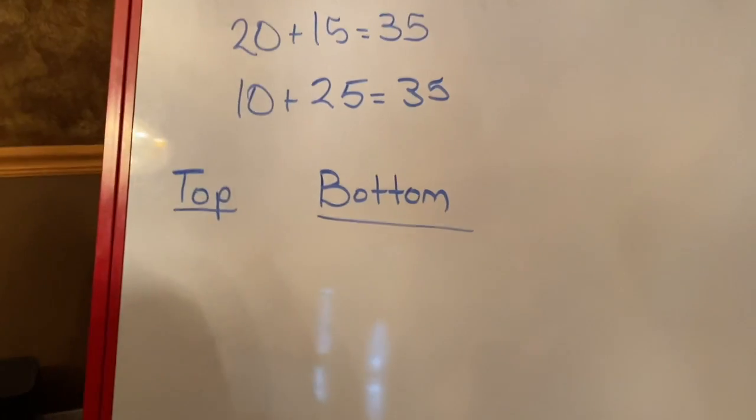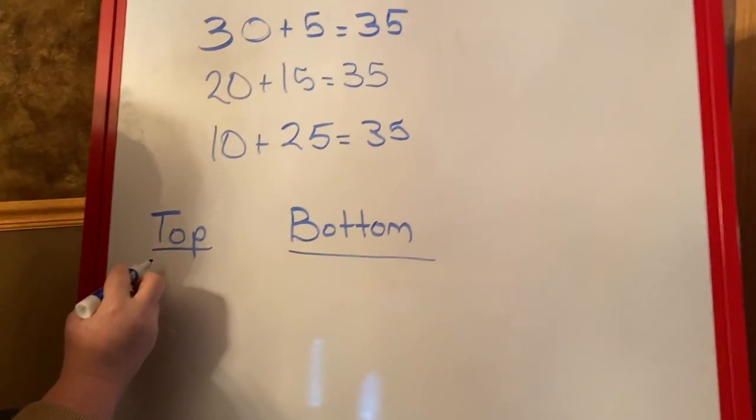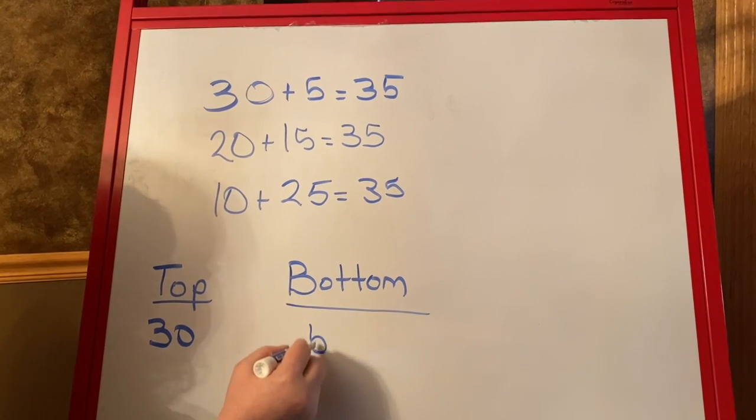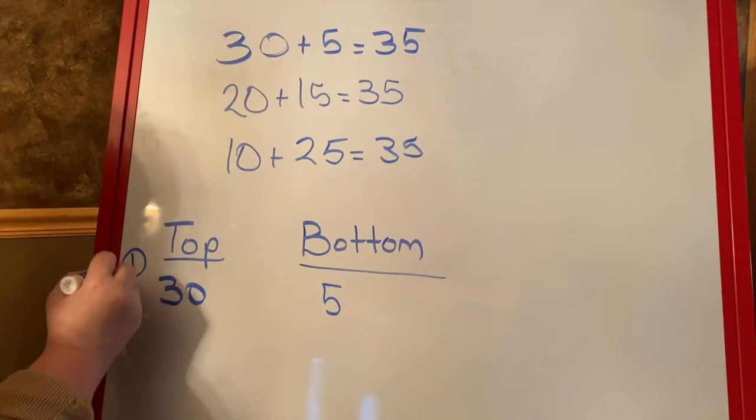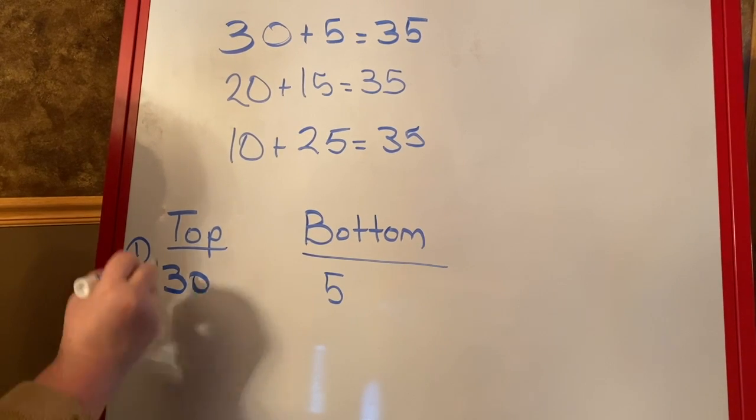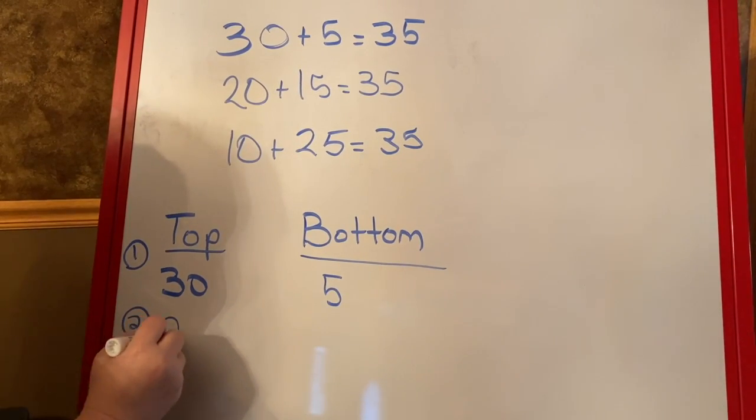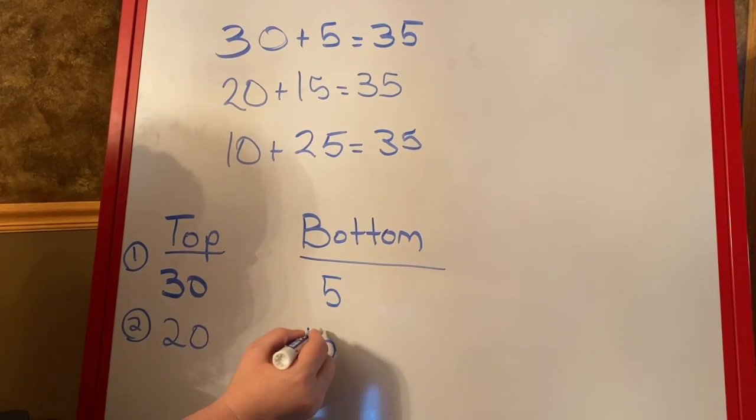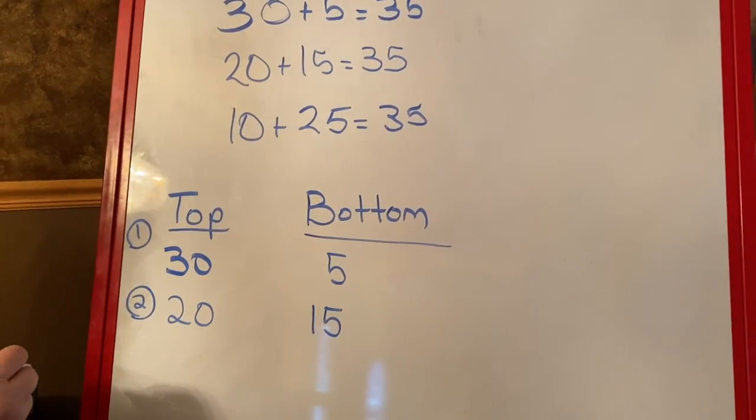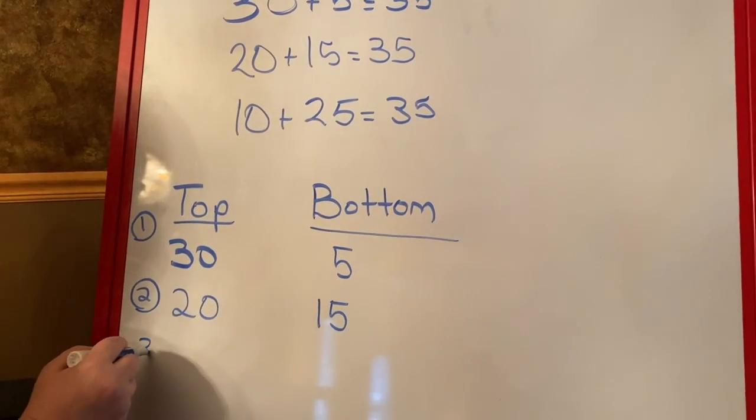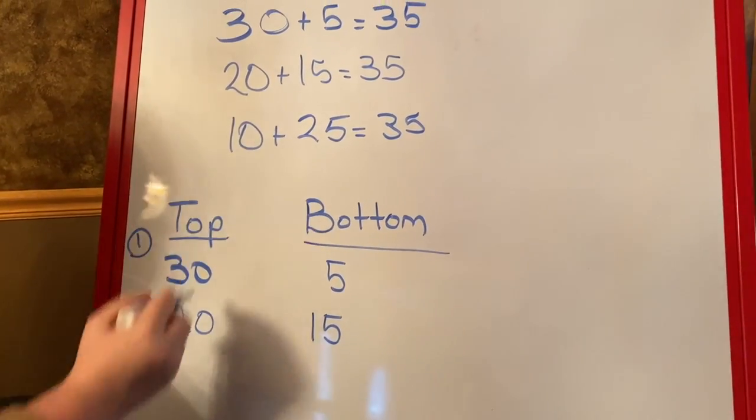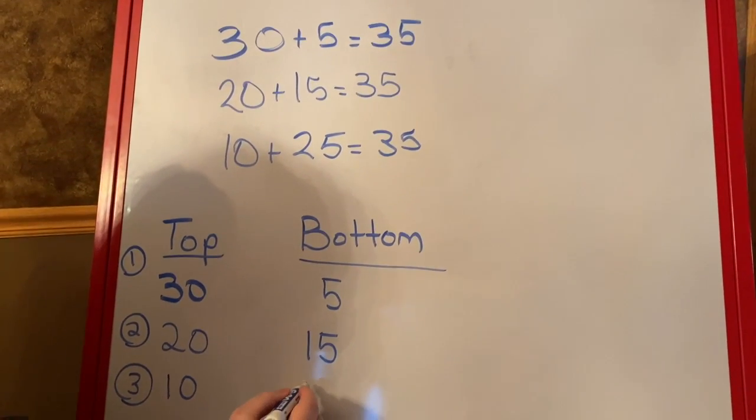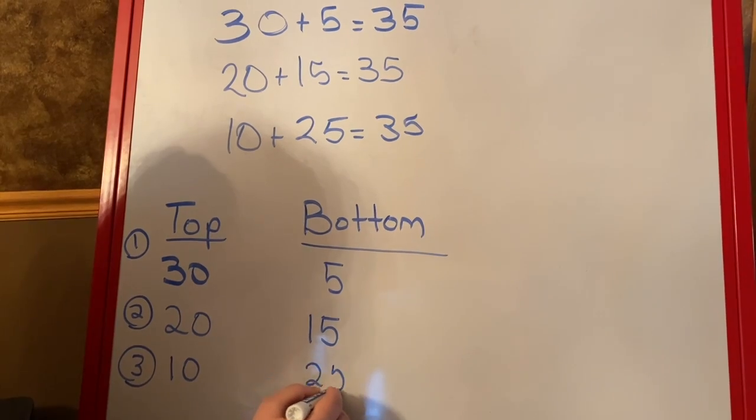On the top shelf, we could put 30. On the bottom shelf, we could put 5 cars. That's one way. Another way, on the top shelf, we could put 20. On the bottom shelf, we could put 15. That's another way you could write it. That's number 2. And then our third way is, on the top shelf, you could put 10. And on the bottom shelf, you could put 25.